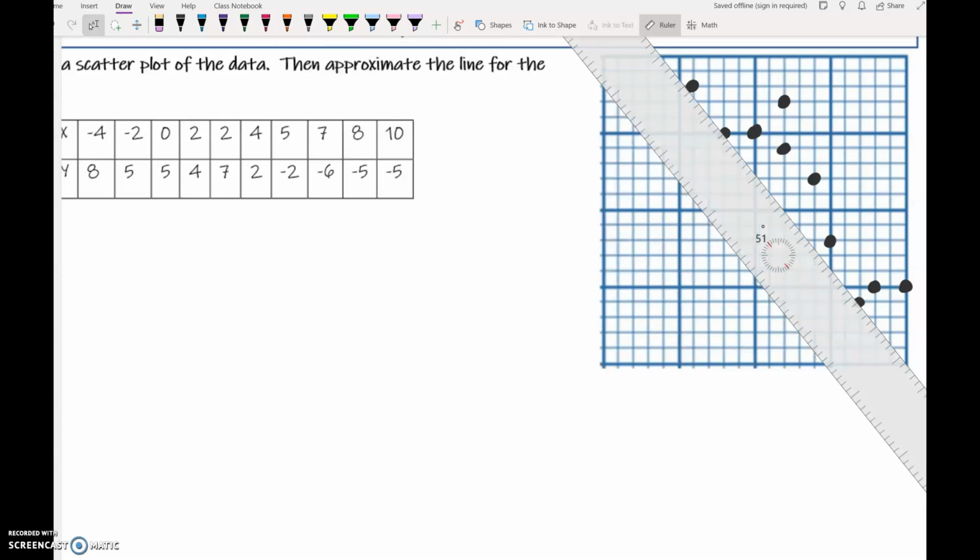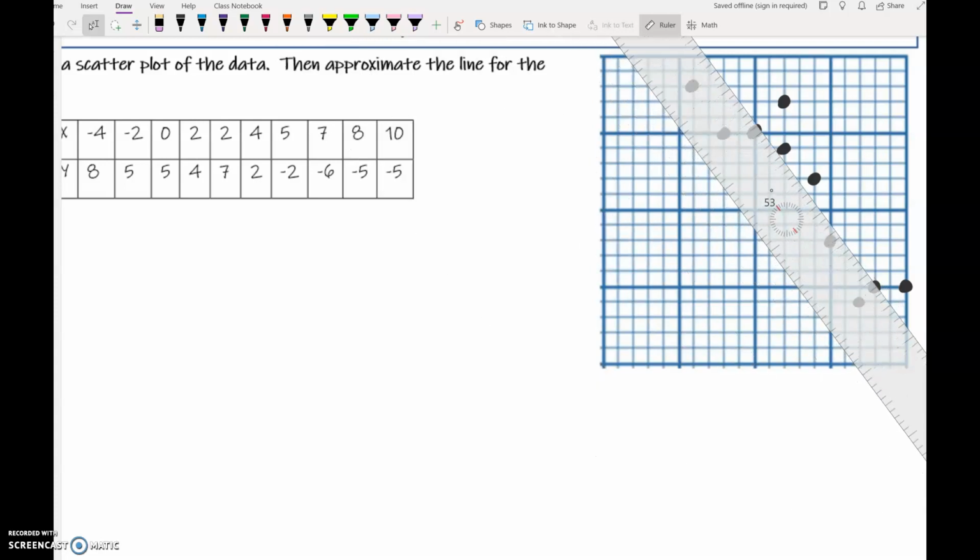Okay, so as you're kind of putting your straight edge through here, you want about the same number of points above and below the line. So it's nice to have a clear ruler. Like, do you see how you can kind of see through this ruler a little bit? So 1, 2, 3, 4, there's about 5 points above. 1, 2, 3, 4, there's about 5 below.